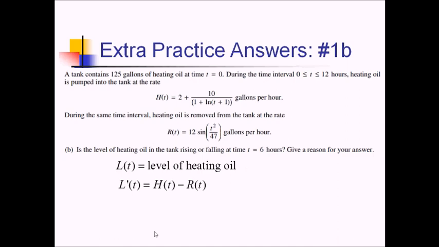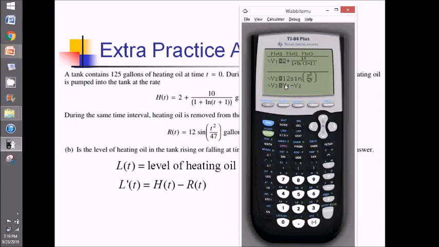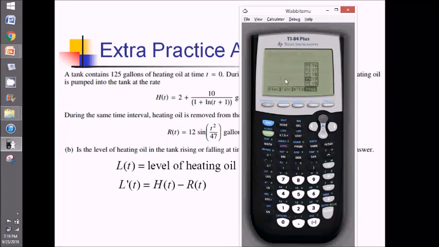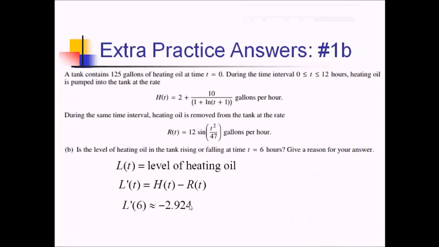So let me go to the calculator. And on my calculator, you'll see down here I've defined a third function, y3, as y1 minus y2. So this is my L prime down here. This is h of t minus r of t. Quitting out of there now, I'm going to do alpha trace, call up y3, and then I'll just open a parentheses and plug 6 into that. And that gives me a value of negative 2.924. Now, significantly, this is negative. Since the derivative of heating oil level is negative, that means the level of heating oil is falling at time 6.